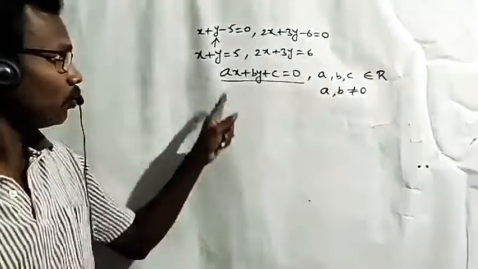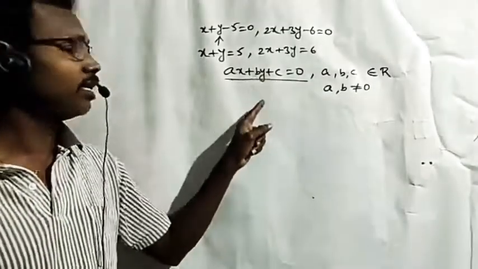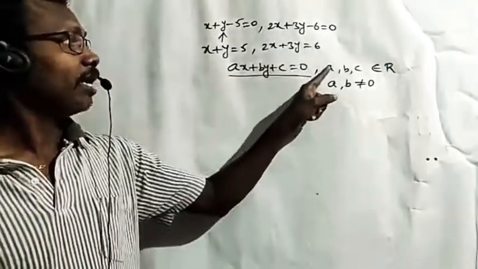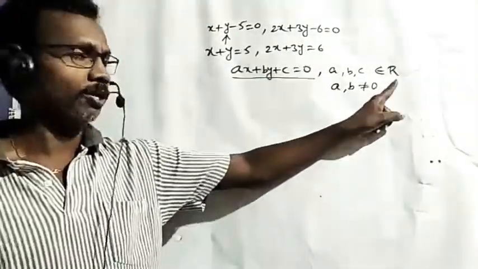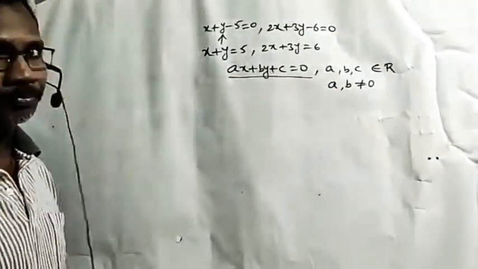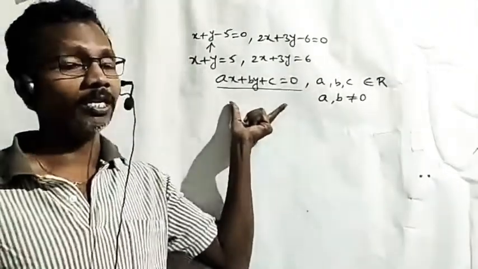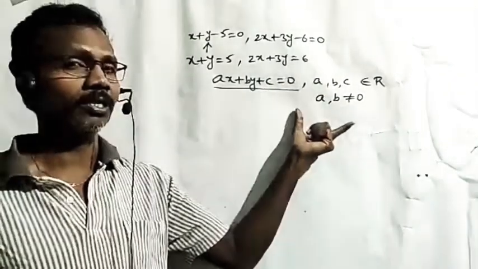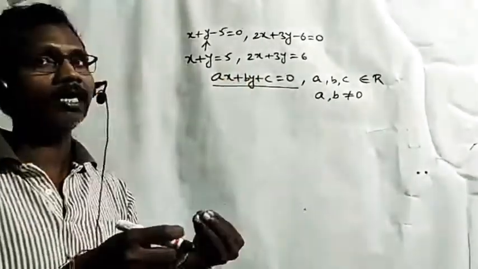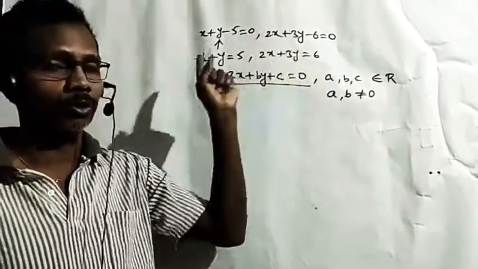Once again, ax plus by plus c is equal to 0 is called a linear equation in two variables, and those variables are x and y, whereas a, b, c are real values, any real value, and the condition is a, b should not be 0. Here I explained what the standard form of the linear equation in two variables is and what the condition for it is. We took a few examples also, so indirectly I explained how to represent a linear equation in two variables in standard form.